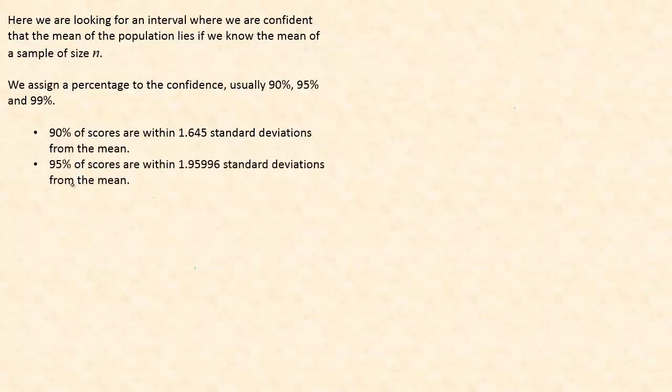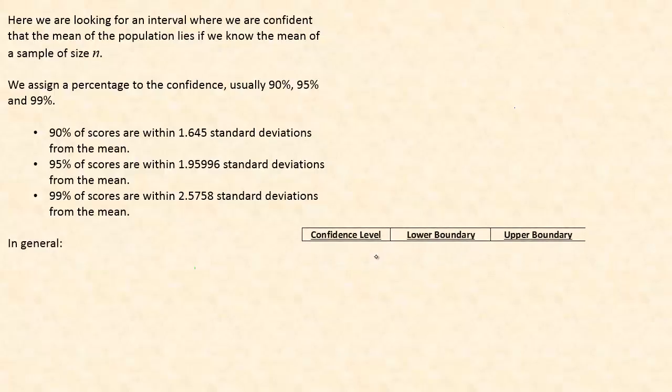Now, for 95% confidence interval, it's 1.95996 standard deviations. We normally just use 1.96. And for a 99% confidence interval, 2.58.